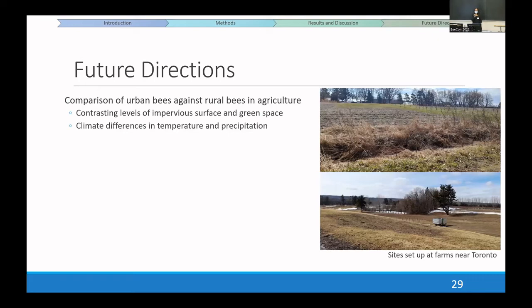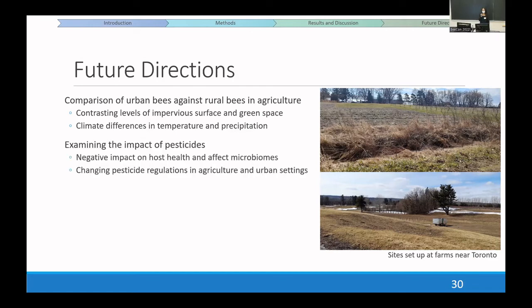So again, we are currently studying those bees from agricultural sites, so those rural bees from the farms, and we are going to be characterizing those against the same environmental factors: impervious surface, green space, precipitation, and temperature. We have also sent those off for pesticide analyses. We obviously know that pesticides have a negative impact both on bee health, but also that it affects the microbial composition and diversity as well. So as we learned from this morning, with changing pesticide regulations in both agriculture and in urban settings, we have started to characterize that to see how that is affecting the microbiome.